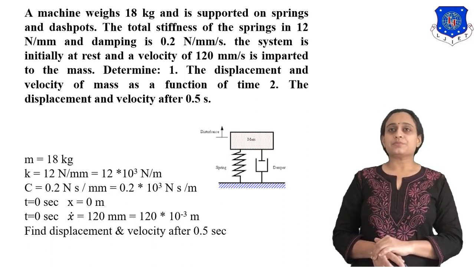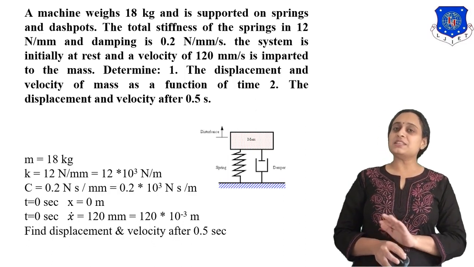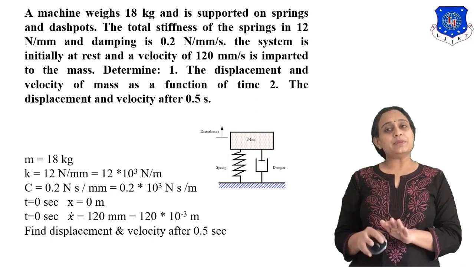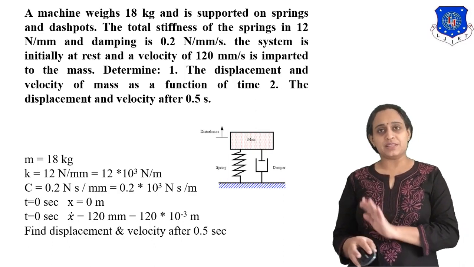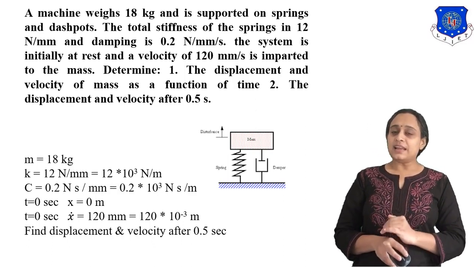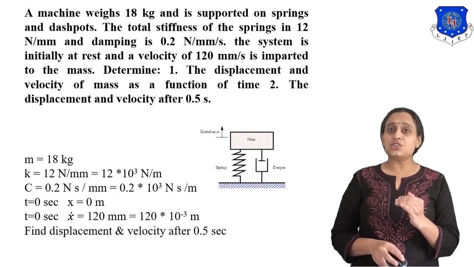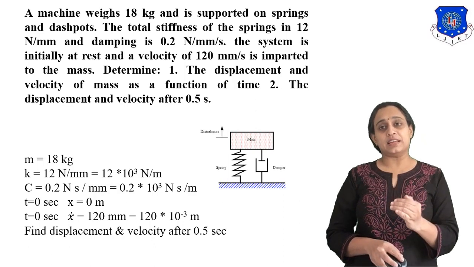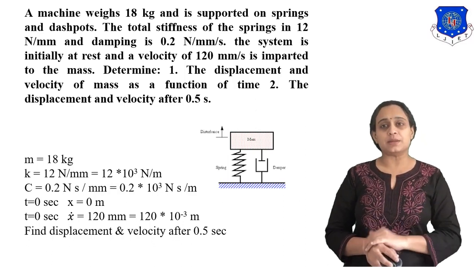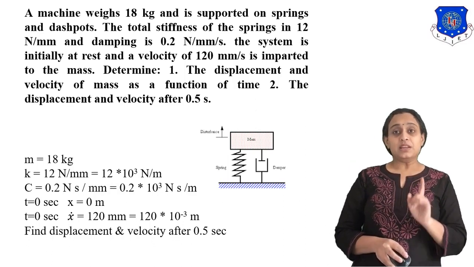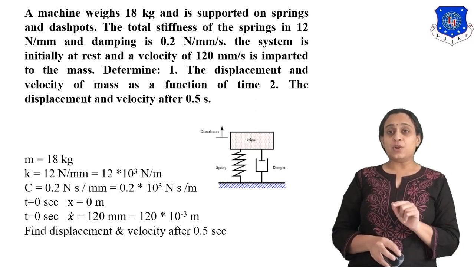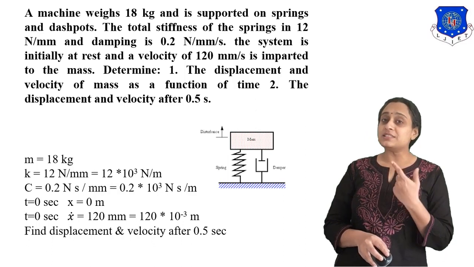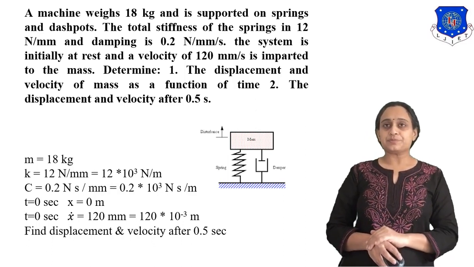Okay. Now, what is given? The system is initially at rest. It means if t is equal to 0, displacement x is equal to 0 meter. Next, initially a velocity of 120 mm per second is imparted to the system. It means at the same time t is equal to 0, velocity x dot is 120 mm per second. It is imparted to the system.